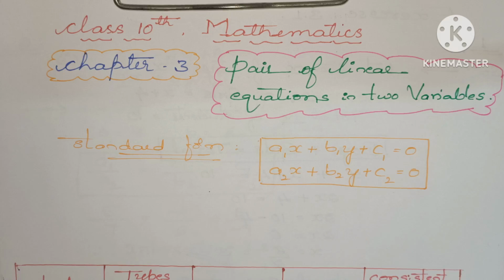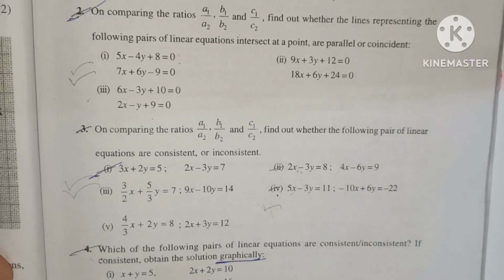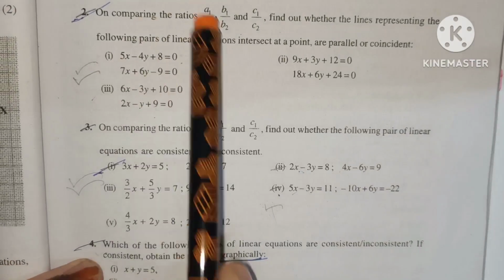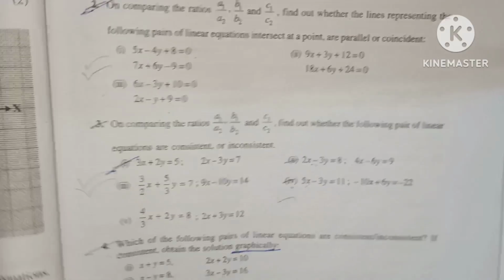My dear students, in this video, let's continue the class 10th mathematics chapter 3, pair of linear equations in two variables. In our previous videos, we have solved a few problems regarding this chapter. Now further we will continue in this video. In our previous video, we solved all these problems in exercise 3.1.